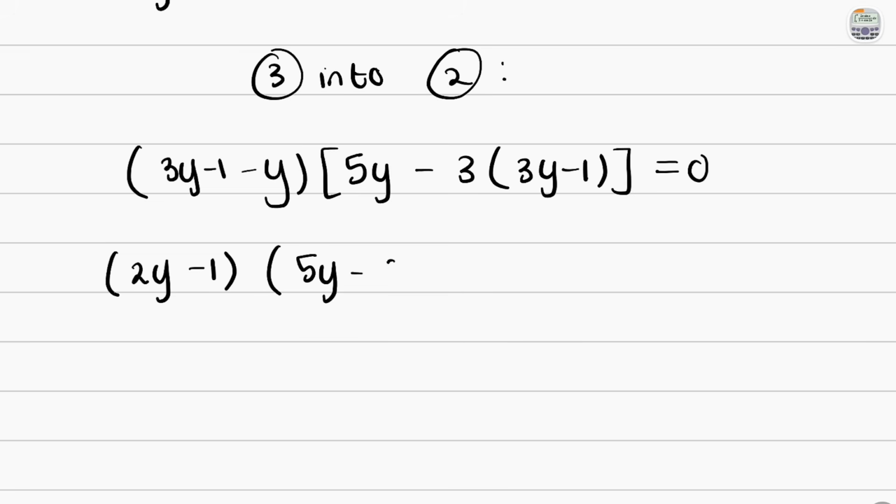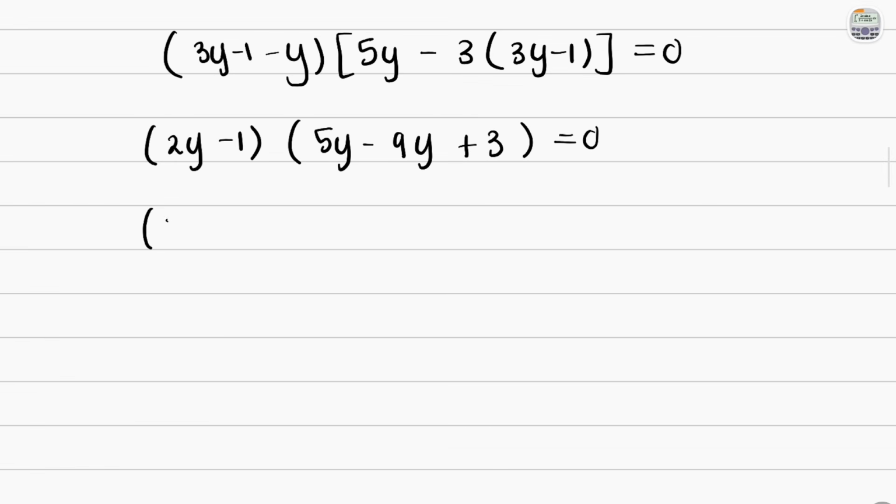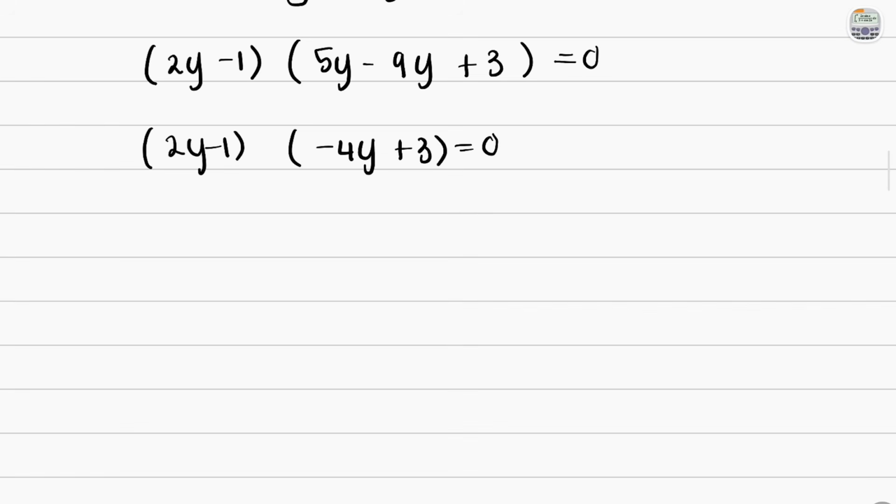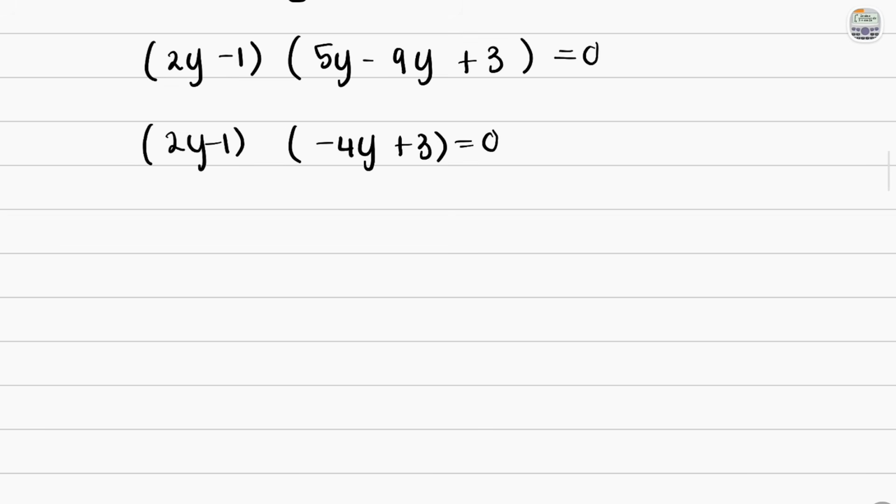So this is going to be negative 9y, and then positive 3 is equal to 0. And so 2y minus 1, and we have here 5y minus 9y is negative 4y, and then plus 3 equals 0. Okay, so you see that it has been factorized for you. Don't go ahead and start distributing.